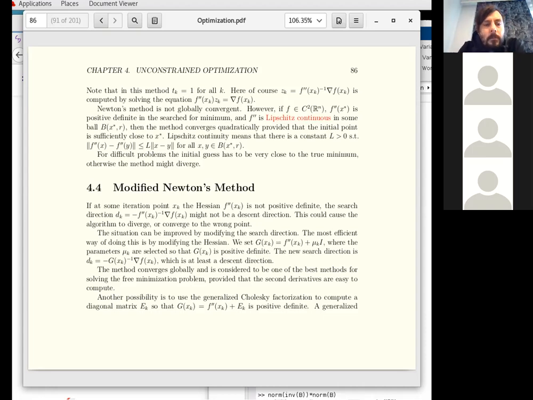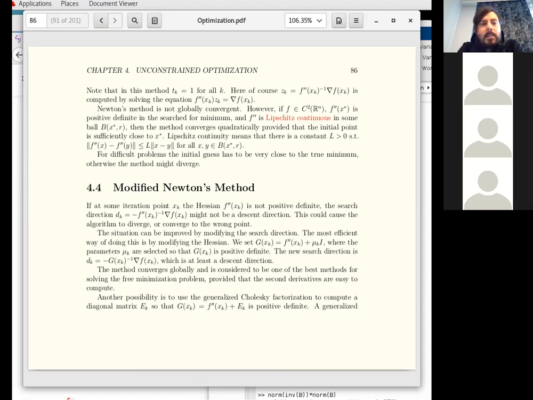So the thing is, if you have a very difficult and very pathological problem, if you're going to use the Newton method, the initial guess has to be very close to the true minimum. Otherwise, the method might diverge. We'll show some examples of problematic cases here. But these are the two go-to methods in most literature and in most applications.